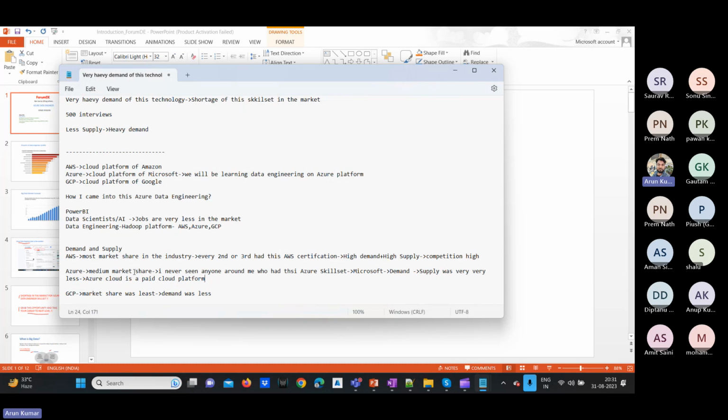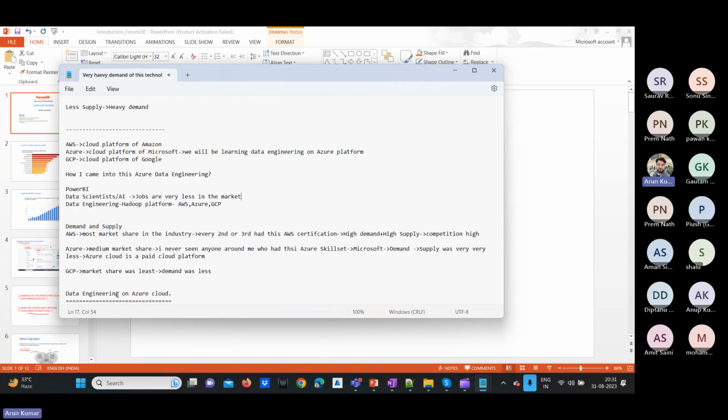So let me show you one thing. I also learned data scientist and AI things, but the number of calls that I was getting was very less. And when I put Azure data engineering on Azure cloud in my resume, I got bombarded with calls. And if you are not believing it, you will also believe it when you put data engineering on Azure cloud in your resume and put that resume in your Naukri.com profile. I'm very sure that you will also get bombarded with calls.